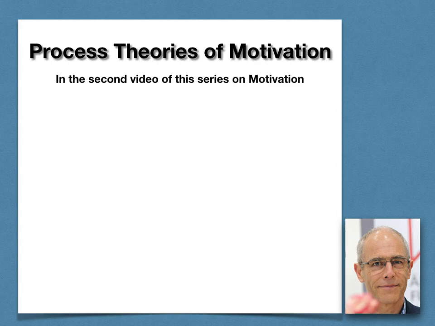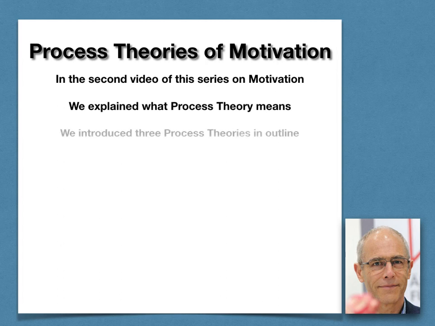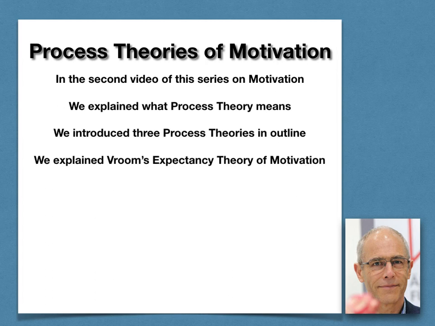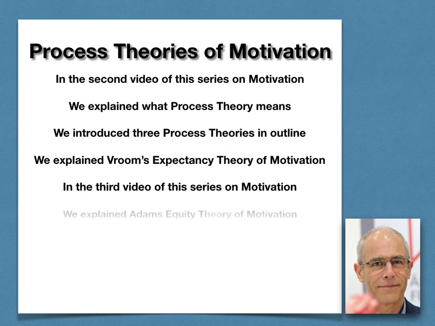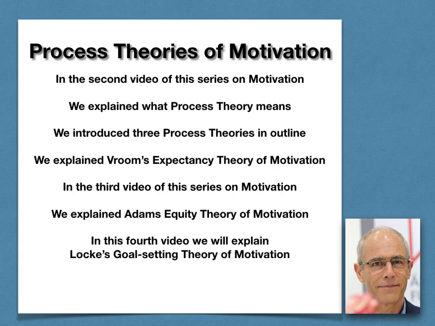In our second video in the series on motivation, we explained what process theory means. We then introduced in outline 3 examples of process theory. In our third video of the series, we explained Adams' equity theory of motivation. In this, our fourth video of the series, we will introduce and explain the third and final process theory of motivation, that of Locke's goal-setting theory. The series will then continue by examining content theories.